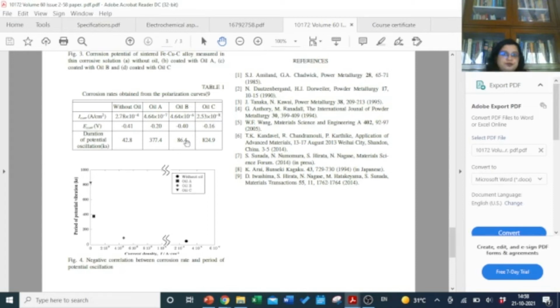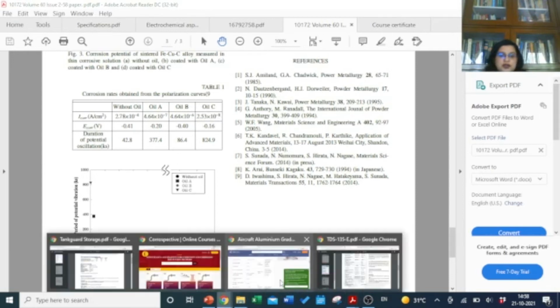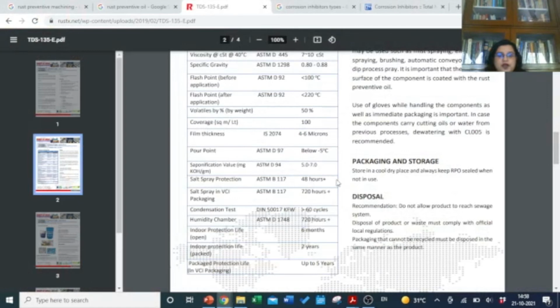So, as you can see in the TDS, they said 48 hours plus. It can mean 48 hours 1 minute, 48 hours 2 minutes, anything. So is 1 minute better than 2 minutes, or is that just a fluke for one sample, or have they done it for 4 samples? It remains to be seen.